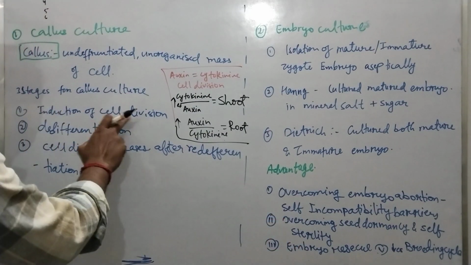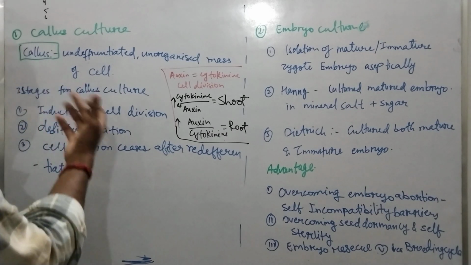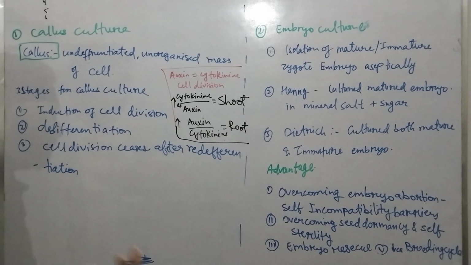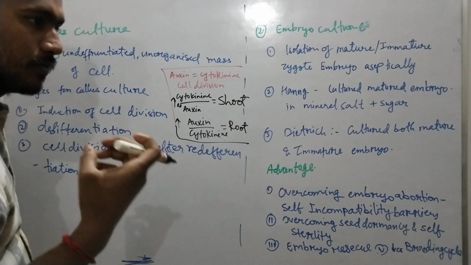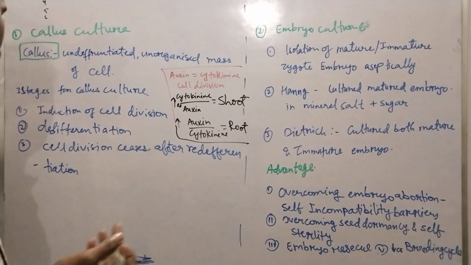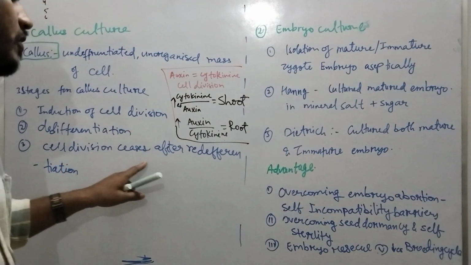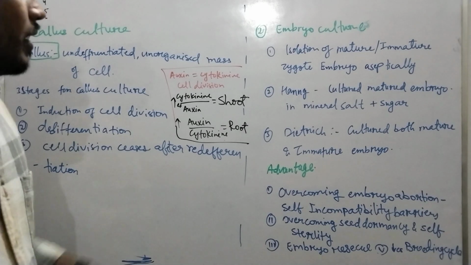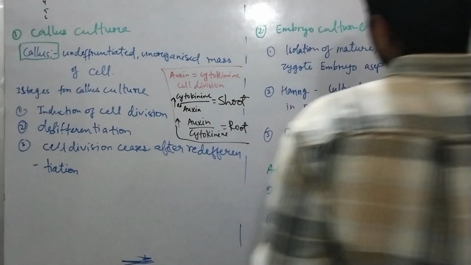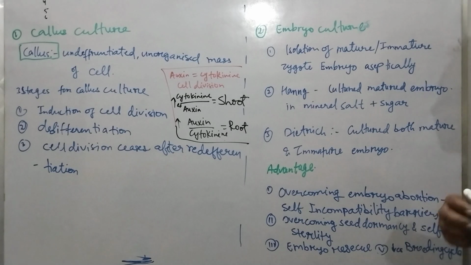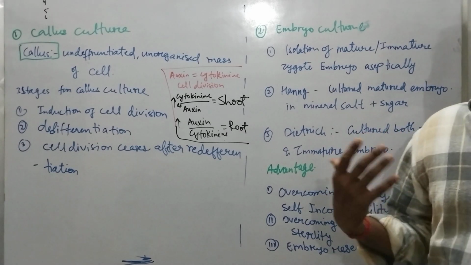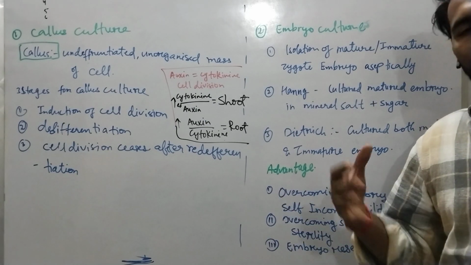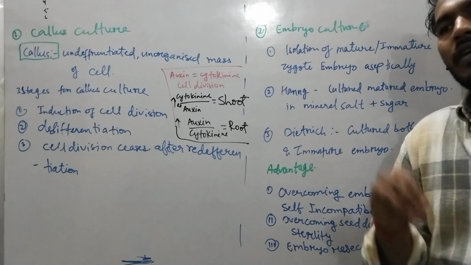So, induction of cell division. Callus culture will be done by the induction of cell division through de-differentiation. After differentiation, it will attain a proper cell line or proper function. Then the cell division will cease. Now we can see embryo culture. Embryo culture is what? Isolation of the mature or immature zygotic embryo aseptically. With proper sterilization, we have to isolate any embryo. It is very tough to isolate an embryo.